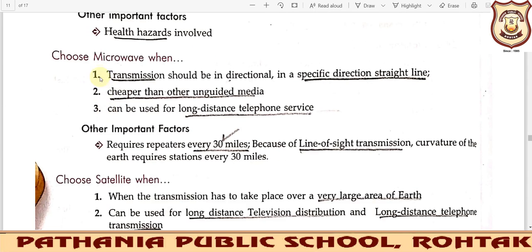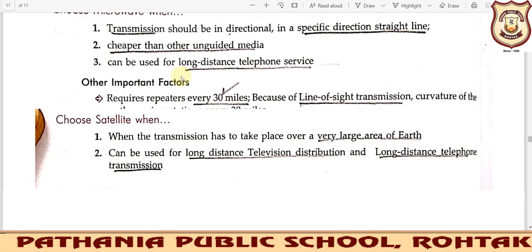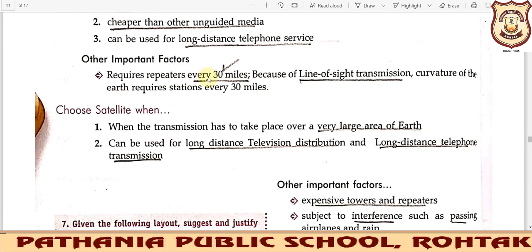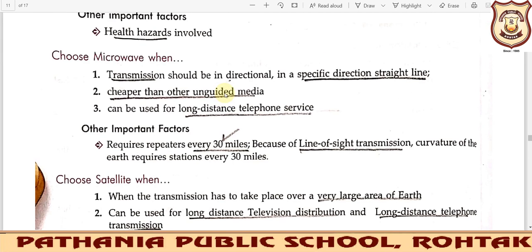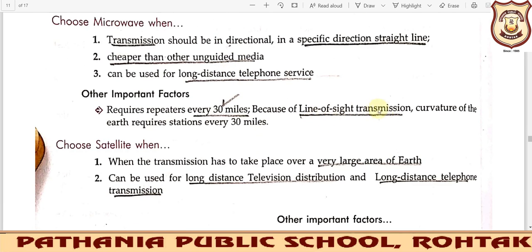So when you are working with microwaves, the problem is that you need to transmit the data in a straight line only. Though it is a cheaper unguided medium, your signal quality may get deteriorated when your signals are not traveling in a straight line. Okay, next, you will need repeaters after 30 miles. And these microwave signals work in line of sight transmission, meaning they work in a straight line only. If any obstacle comes, it absorbs the signals.